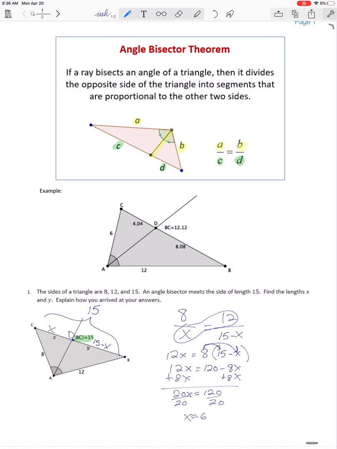So that would be here. So now, in order to get Y, all we're going to do, since Y is equal to 15 minus X, we could just plug in the 6, since we know X is 6. So therefore, Y is equal to 9. So this would be 9. This would be 6. And that's all we are going to do for the angle bisector.